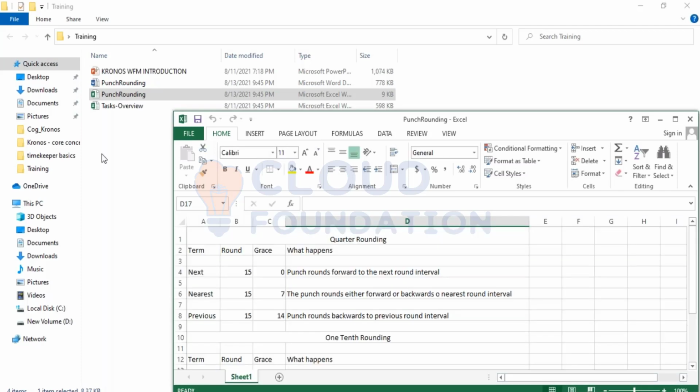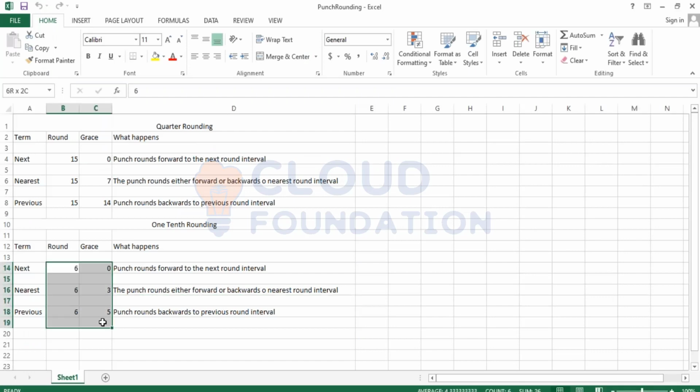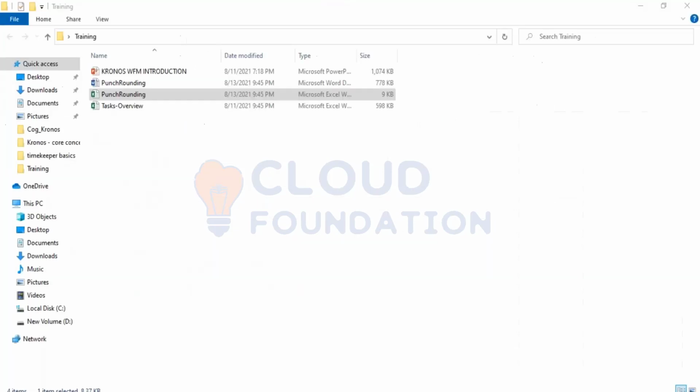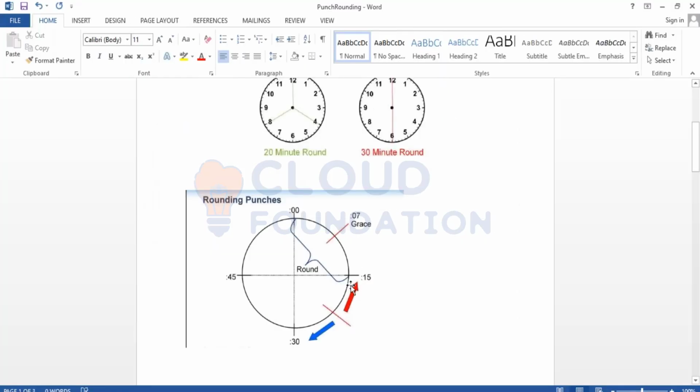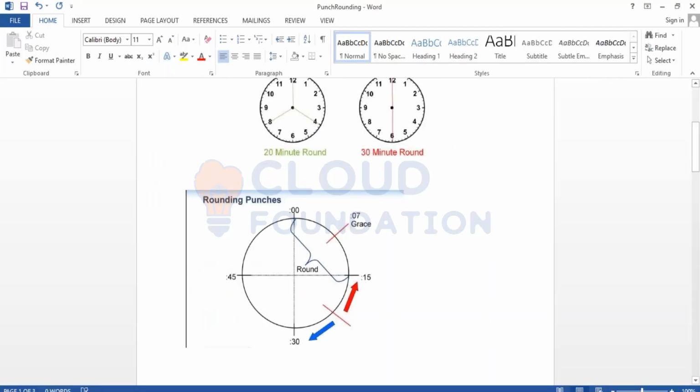In that case, what we do is assign a value to grace, and there are three terms to this: next, nearest, and previous. Next is, my punch is always going to round forward. There is no going back in next. Say for example, I punch in at 8:02, it always goes to 8:15, and in this case my grace value is 0.